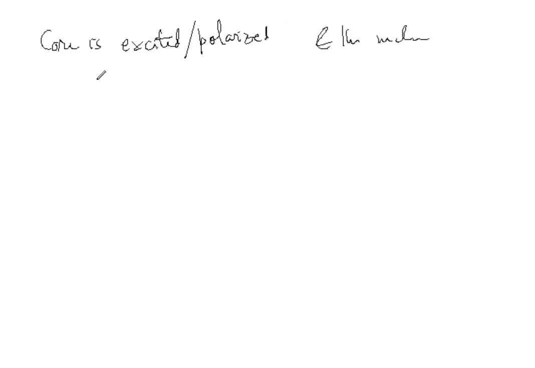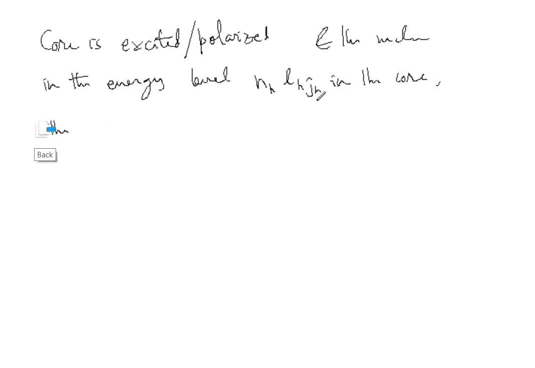Okay, now suppose the core is excited, or polarized, we say, and the nucleon in the energy level, let me write it down, nH, lH corresponding to jH in the core, where the core is polarized.